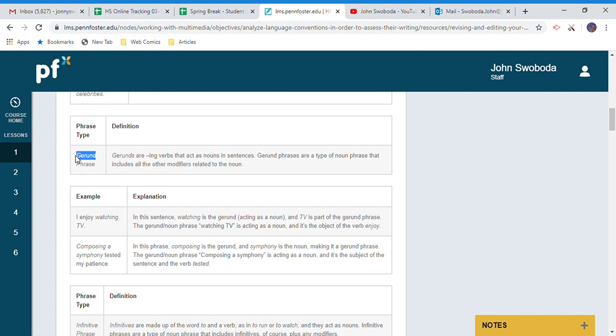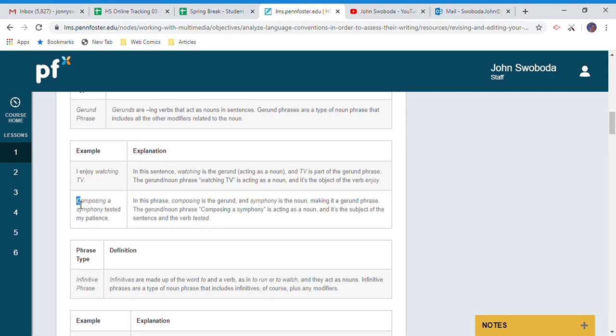Gerund. A gerund is a noun that ends in ing, where you take a verb, add ing, and it turns it into a noun. Like fencing is a noun based on to fence. Swimming is a noun based on to swim. I enjoy watching TV. Watching is the gerund, acting as a noun, and TV is a gerund phrase.